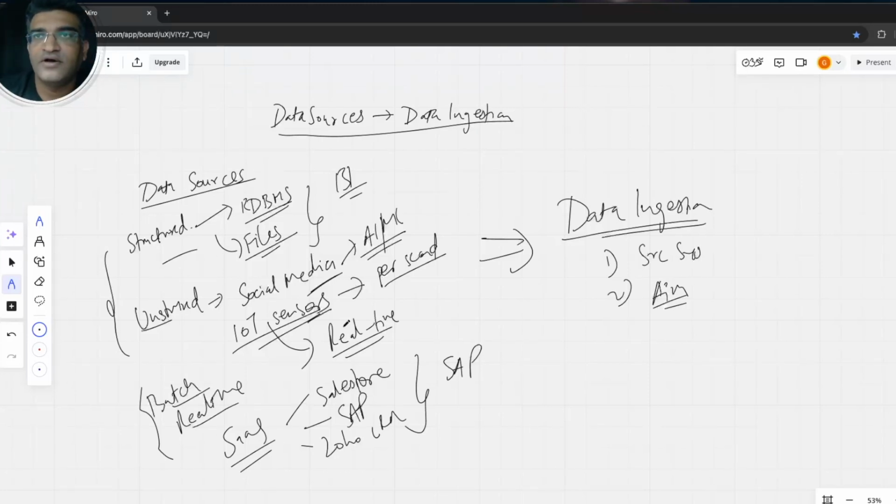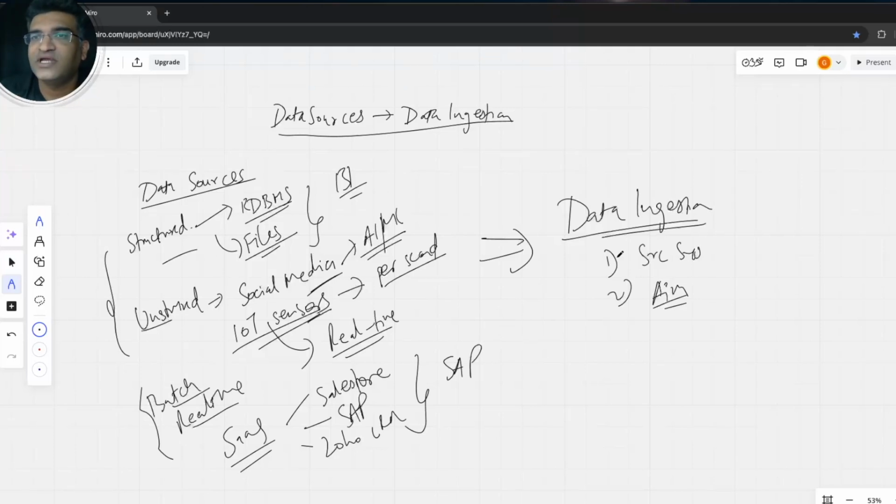Okay. In structured data, there are also files. We didn't really discuss that, but it's a very, very simple one. There would be files present on SFTP servers, and from there you have to take the data. Depending on the source system, right, you will have to design your data ingestion system.